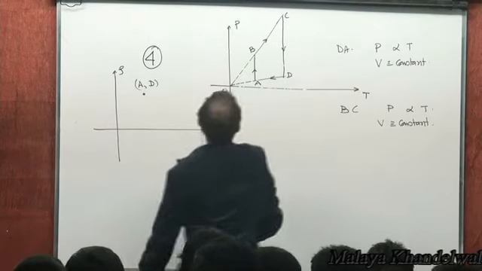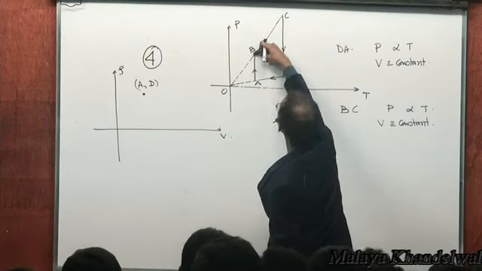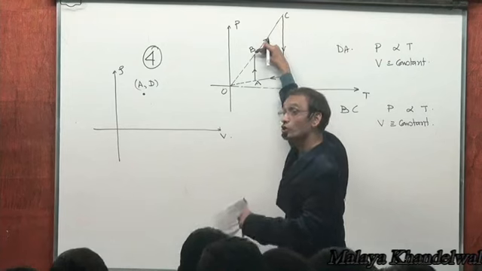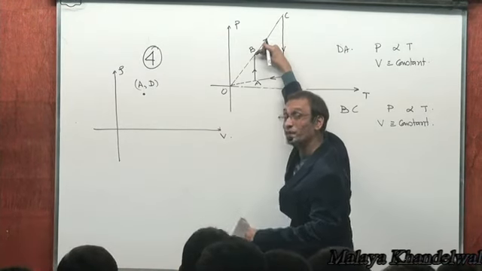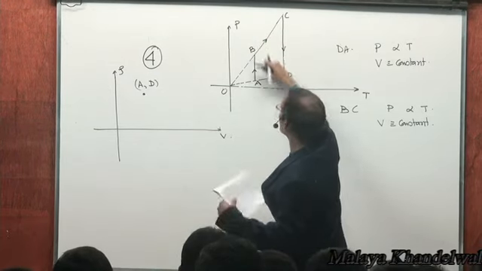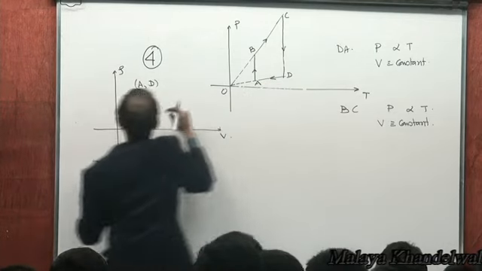Now when you go from A to B, what is happening to the pressure? It's increasing at constant temperature. Pressure is increasing at constant temperature, isn't it? Therefore volume must be decreasing. That means B is at a lower volume compared to A.